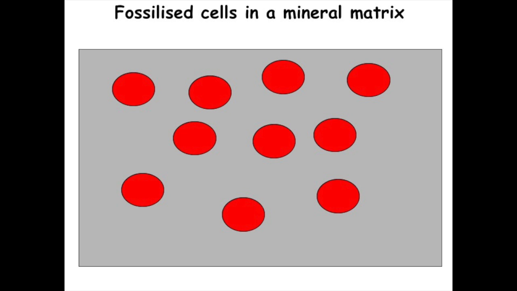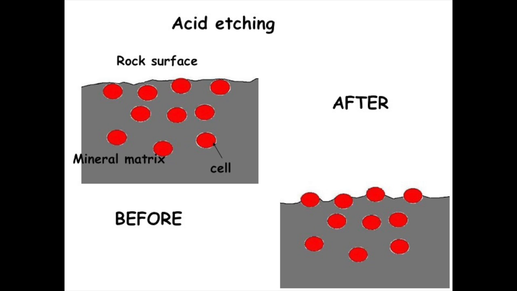Now, imagine in this image that the red spots are your fossilized microorganisms, and the grey is the precipitating mineral matrix. These organisms are trapped in a mineral matrix. So this is your rock. You fracture it. You have a fractured surface. You can't see the fossilized microorganisms. All you see is the mineral surface.